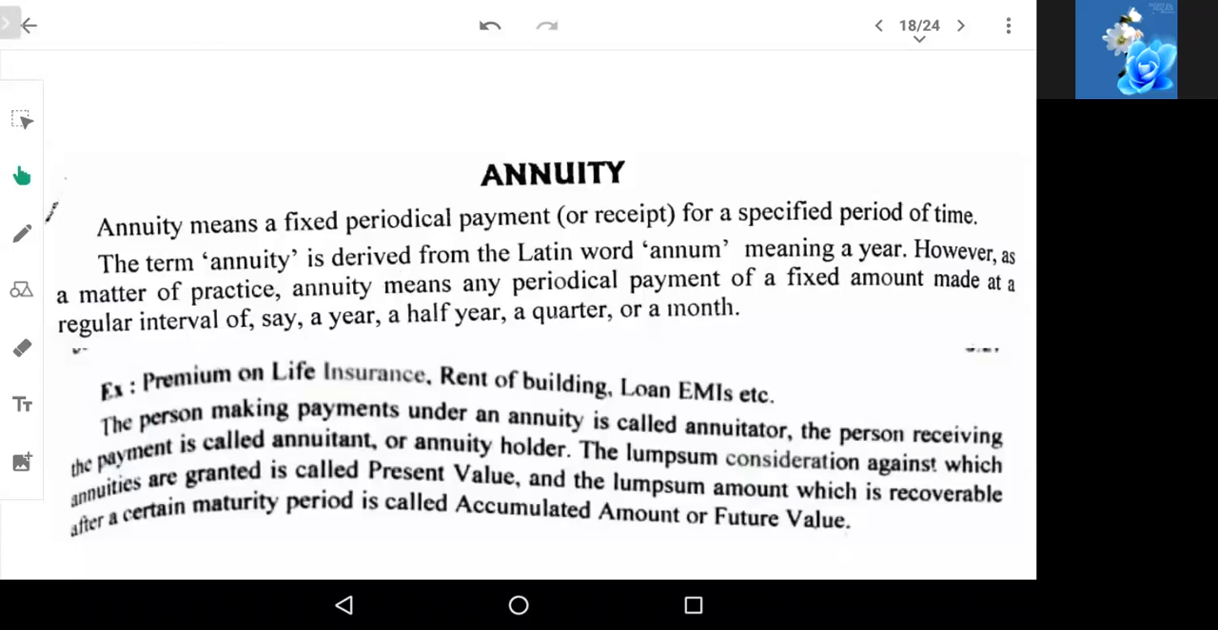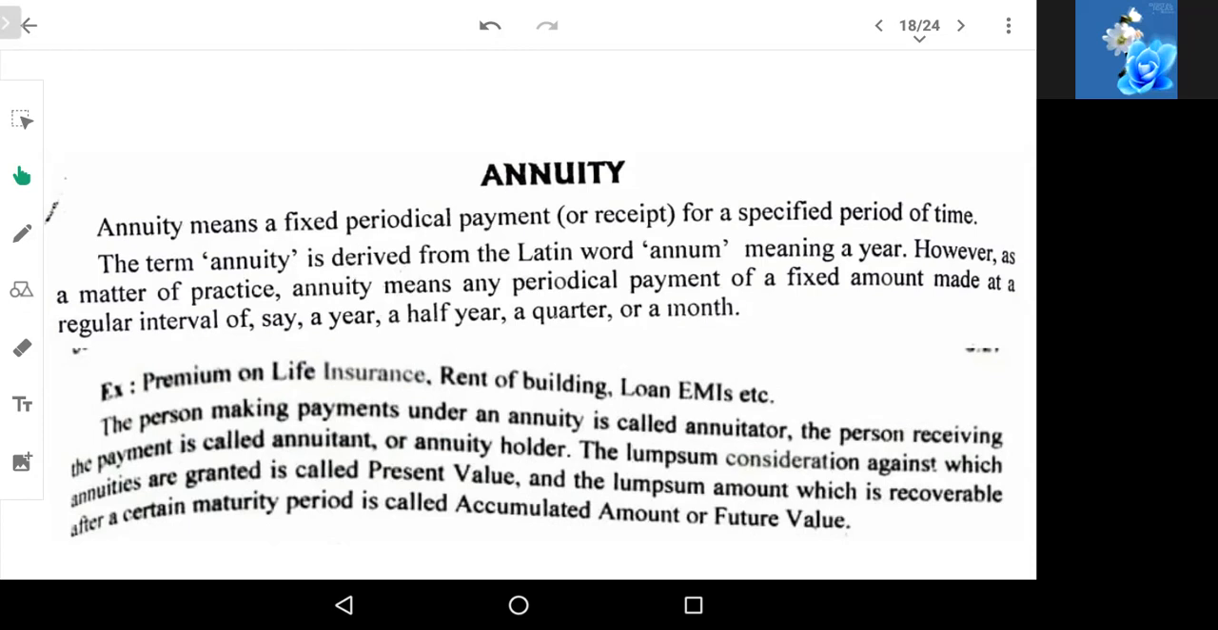So let me repeat, annuity is any periodical payment of a fixed amount. Every year if they pay the same amount, every month if they pay, every half year, that is 6 months once, or 3 months once, that is called an annuity. Now there are a few terminologies which you have to understand under annuity, which are very important. Now let us see what those are.